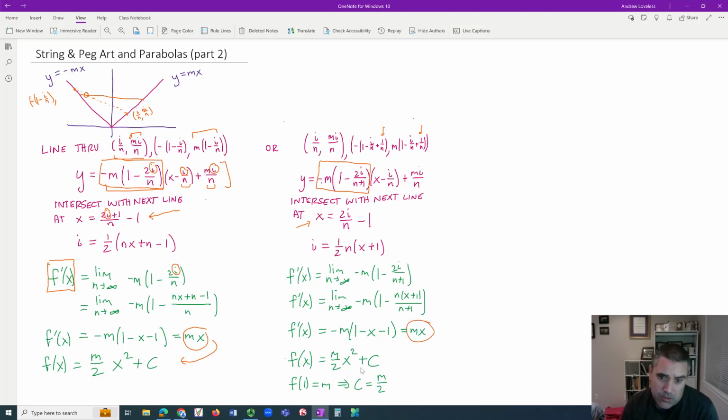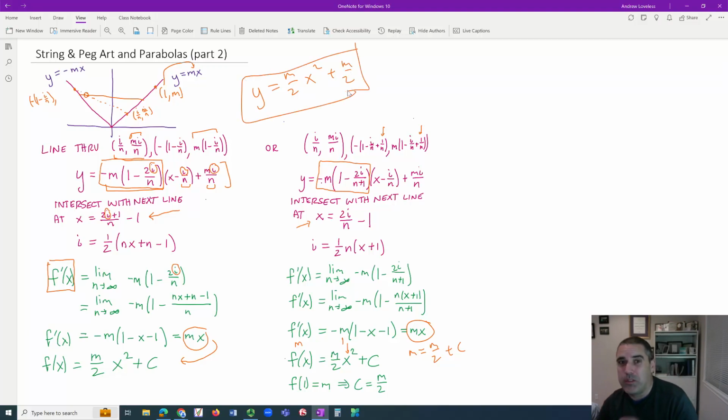In this case, it was easier to see what c was going to be because I knew this last intersection was going to get closer and closer on both sides. And so our curve was going to get closer and closer to the point 1 comma m, because when you plug in a 1, you get an m. And so I was able to use that as an initial condition. So this is 1. This needs to be m. And if m equals m over 2 plus c, c should be m over 2. Thus our answer, m over 2 x squared plus m over 2.